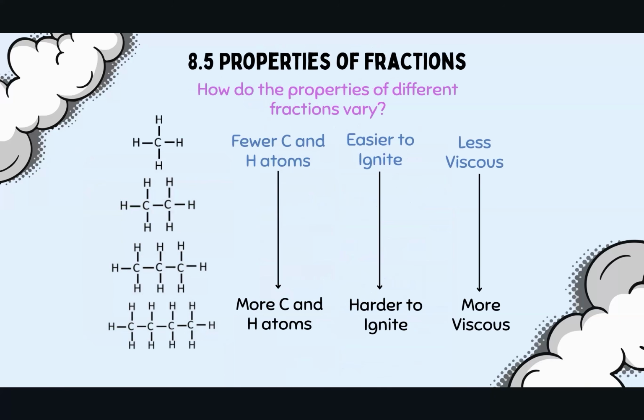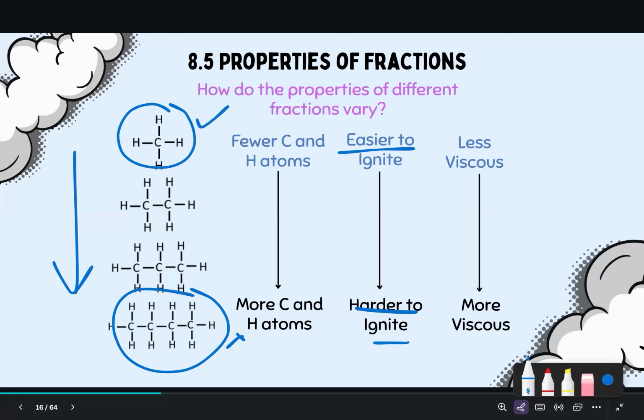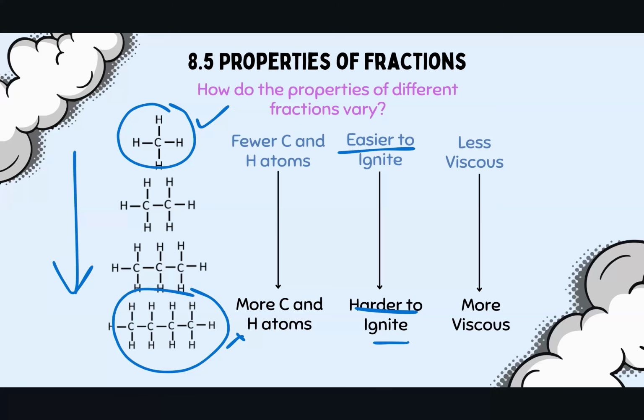Okay, properties of fractions. Now, as you can see, we've got less carbons at the top, more carbons at the bottom. So as the number of carbons increases, they become more difficult to ignite. So when it's smaller, it's easier to ignite. It's more difficult to ignite when they get bigger. They are less viscous when they're small.